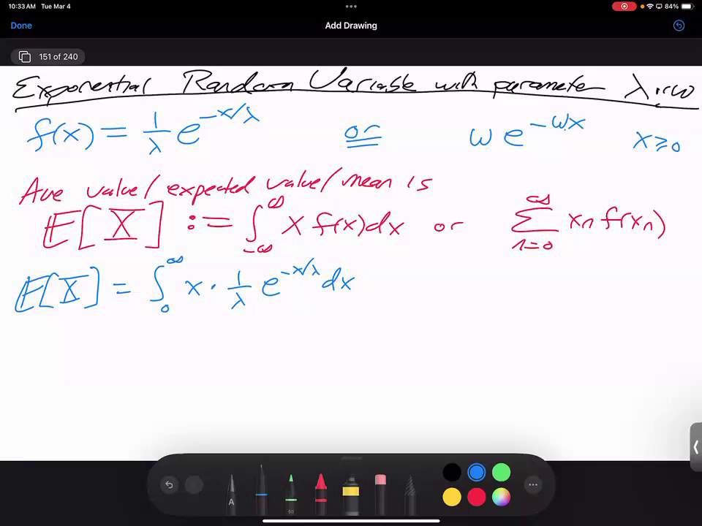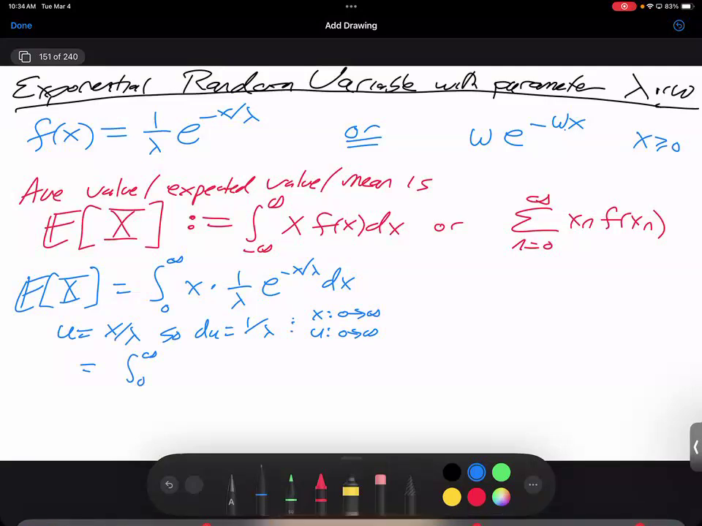So step 1 is, I'll do some nice transformation. I'll let u equal x over lambda. So du is dx over lambda. So this is the same, and then x going from 0 to infinity is the same as u goes from 0 to infinity. So this is the same as the integral from 0 to infinity. X over lambda is just u, e to the minus u, and then dx is, du should be dx over d lambda.